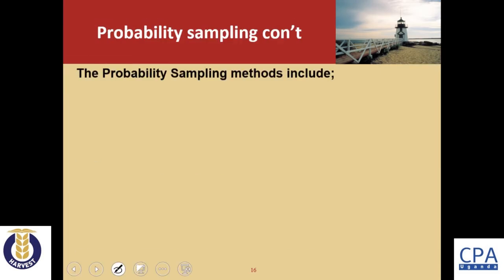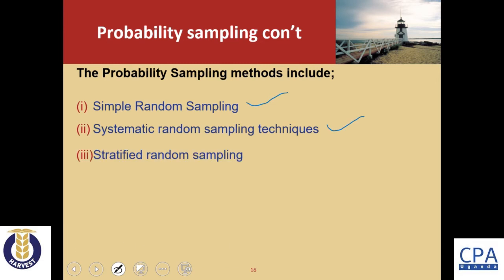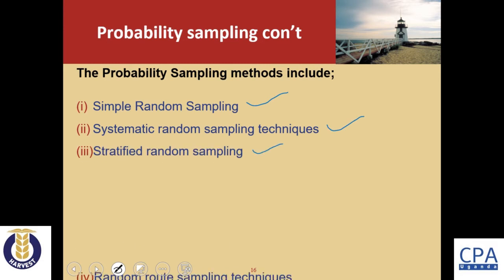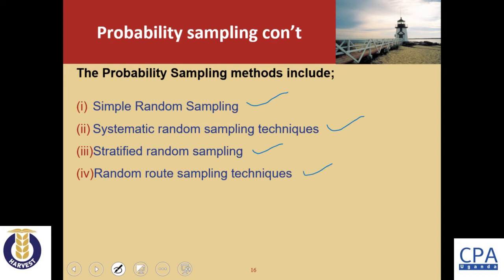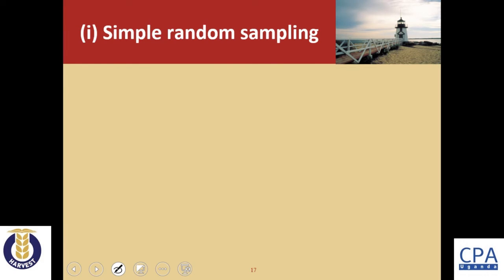So we are looking at the different methods under the probability sampling category, and one of those, as we have mentioned, is simple random sampling. We have the systematic random sampling technique, and then we have stratified random sampling. We have the random group sampling technique. We have multi-stage cluster sampling, among many others.